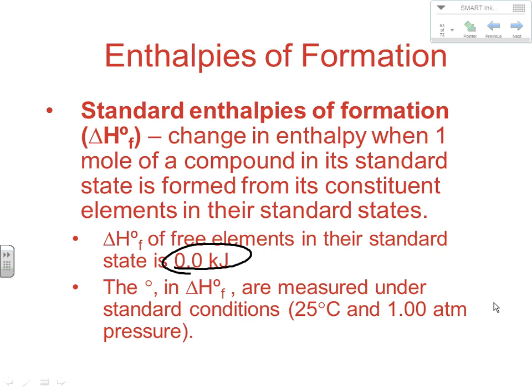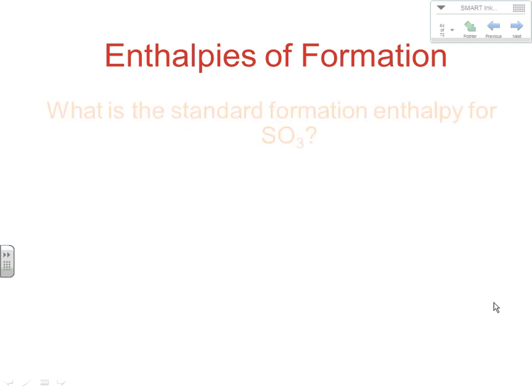Now, the little circle, what I call naught, in this triangle means we're measuring this under standard conditions, which would be 25 degrees Celsius and 1.00 atm. It's not something that's critical ever in this chapter, but that's all that little circle means. And that's going to pop up in a bunch of different chapters.